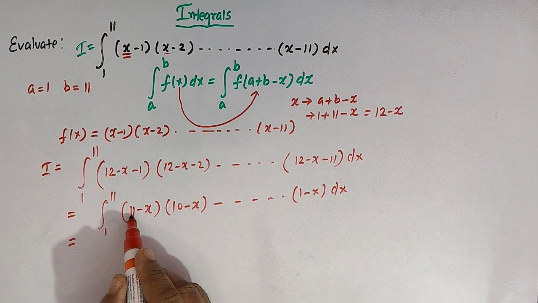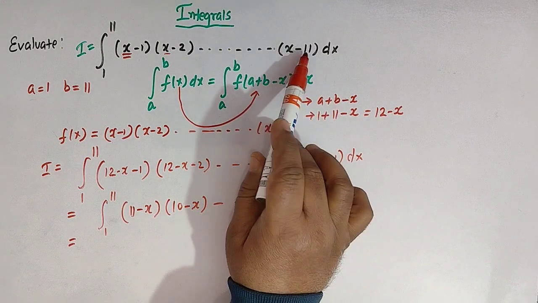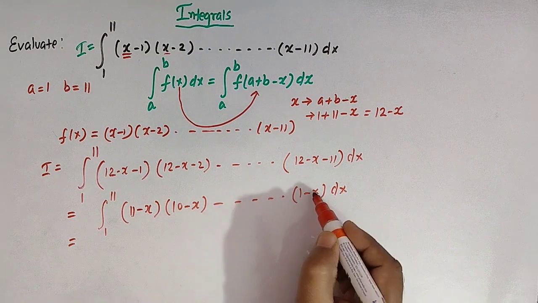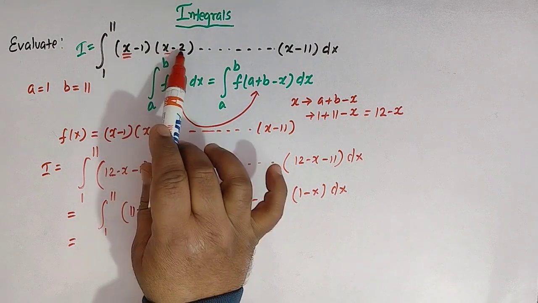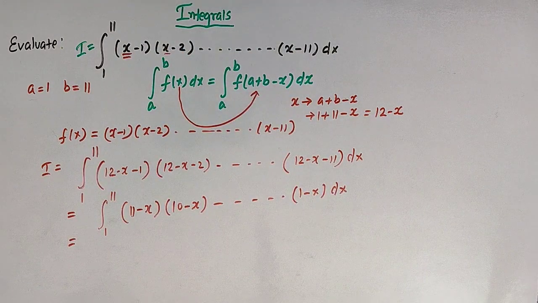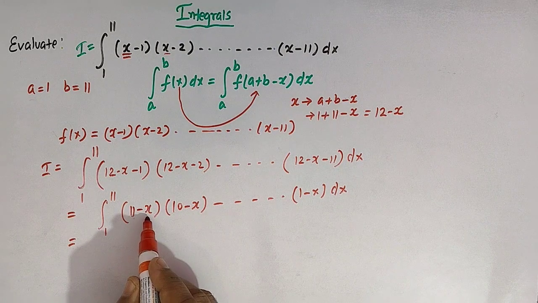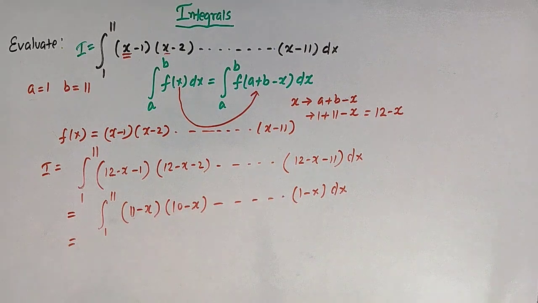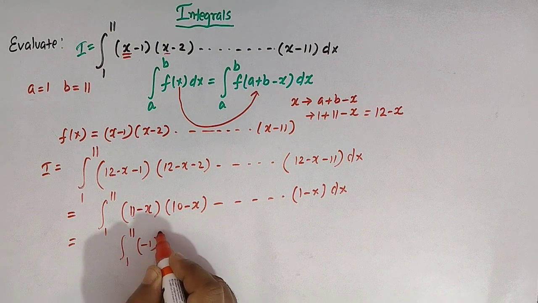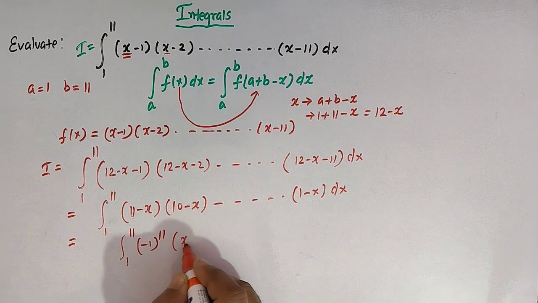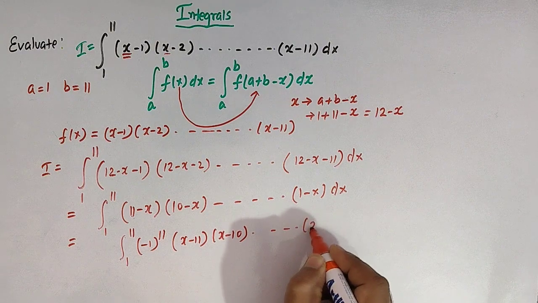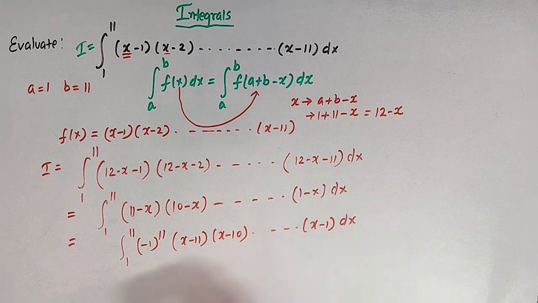Now see, here we have 11 minus x, and here we have x minus 11. So we'll take minus 1 common in each factor, and the total number of factors is 11. So we'll take negative 1 common in each of these 11 linear factors. So we have the integral from 1 to 11 of (minus 1) raised to 11, and (x minus 11), (x minus 10), up to (x minus 1) dx.